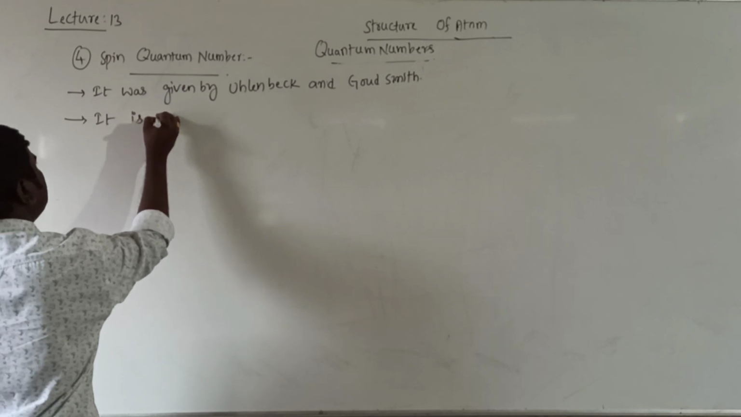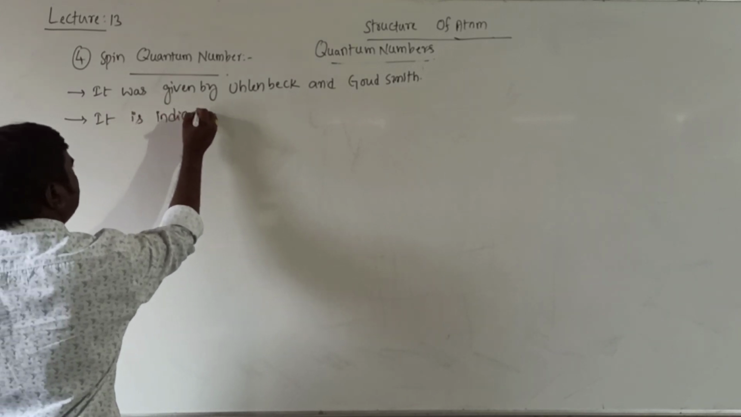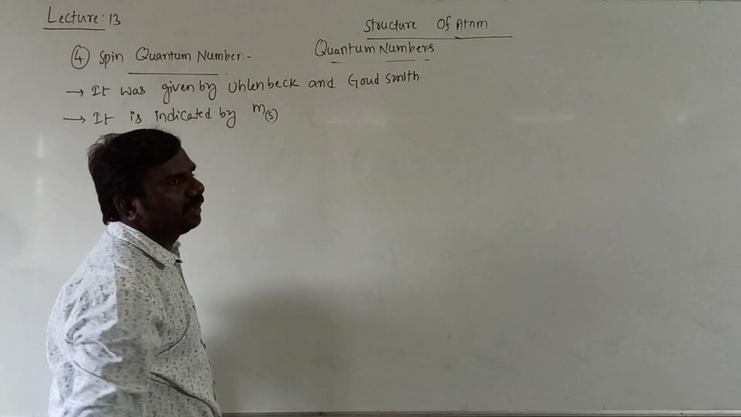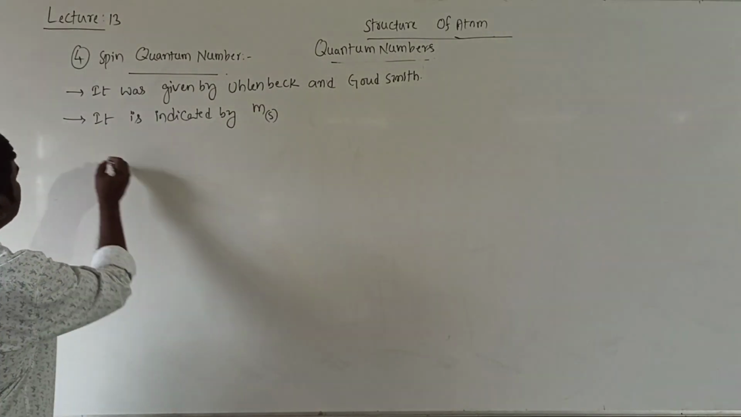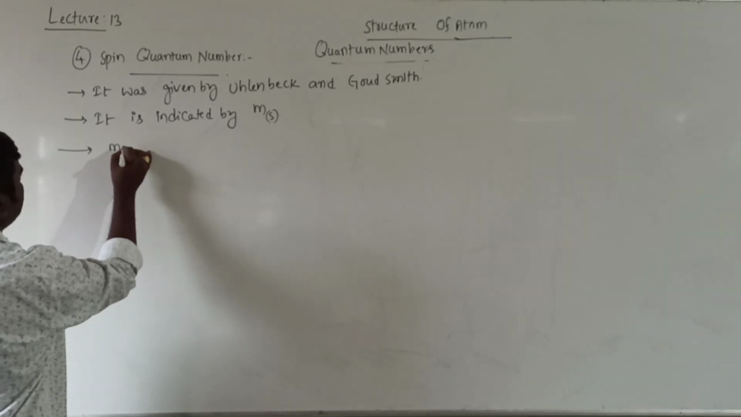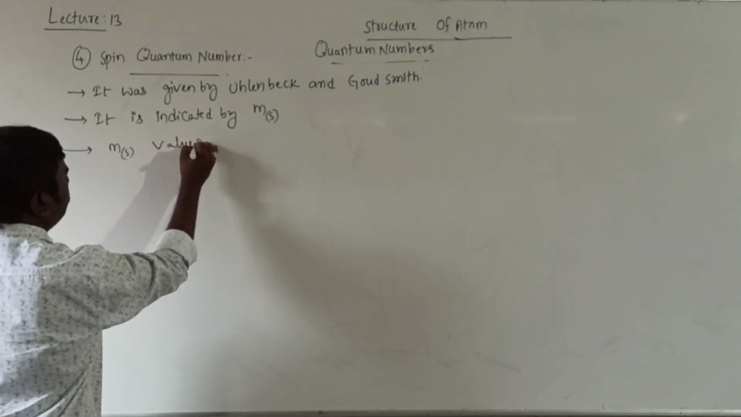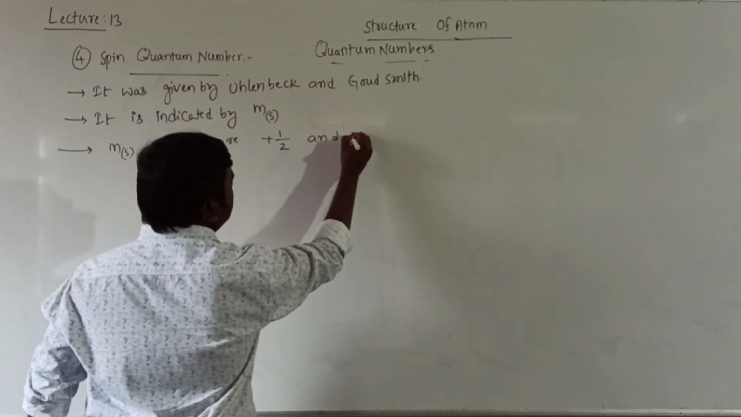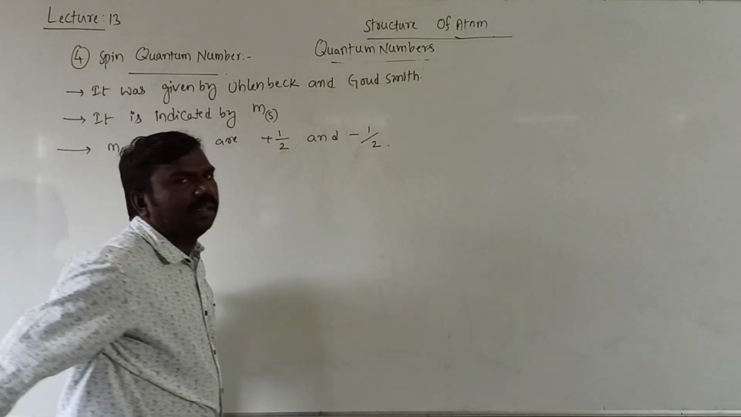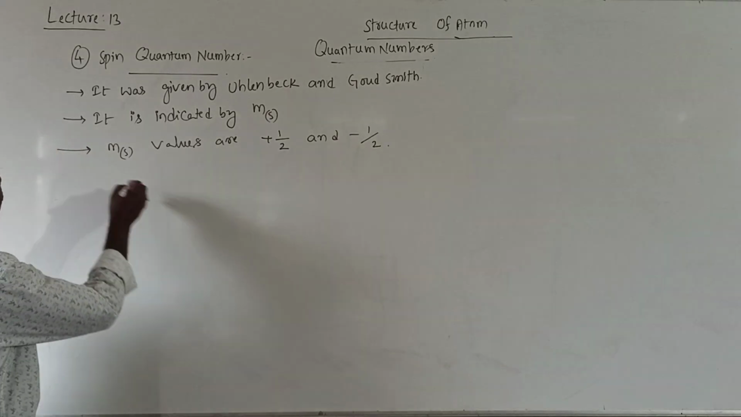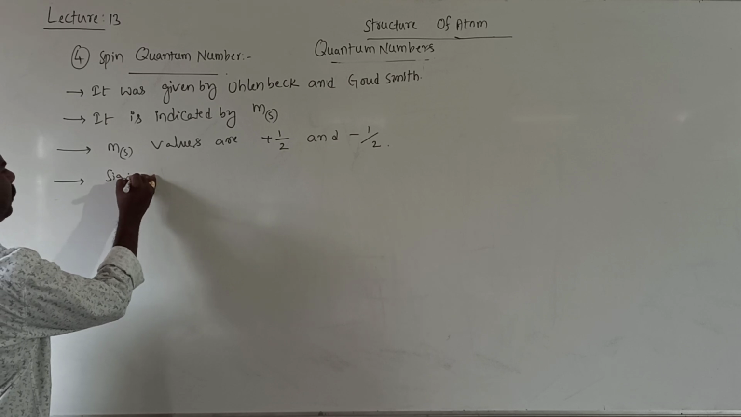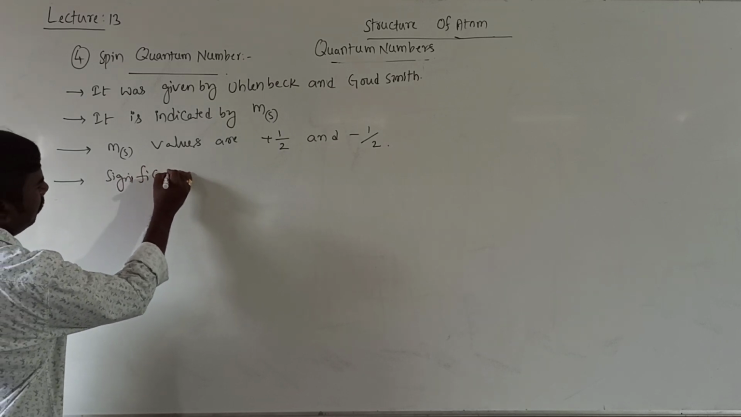It is indicated by MS, otherwise yes. So MS values are plus half and minus half only. Plus half and minus half. Next, significance.